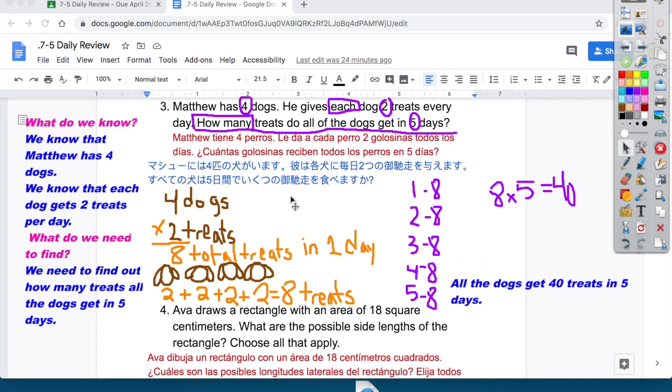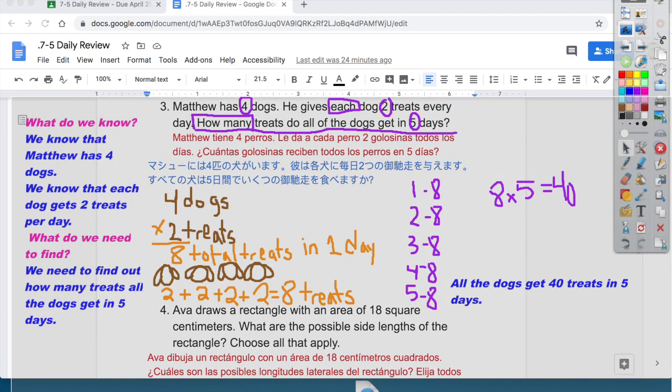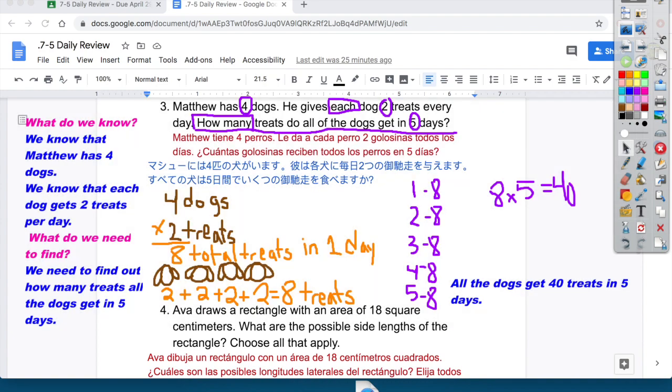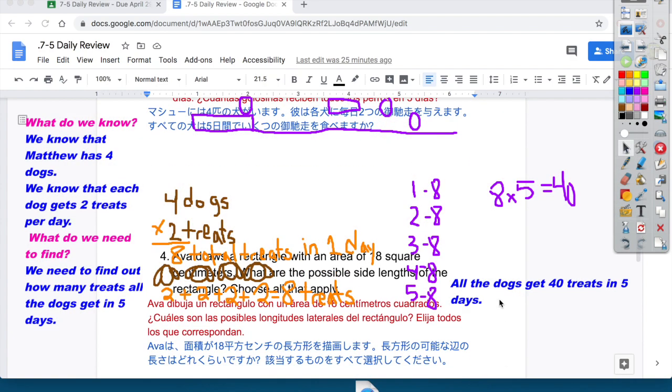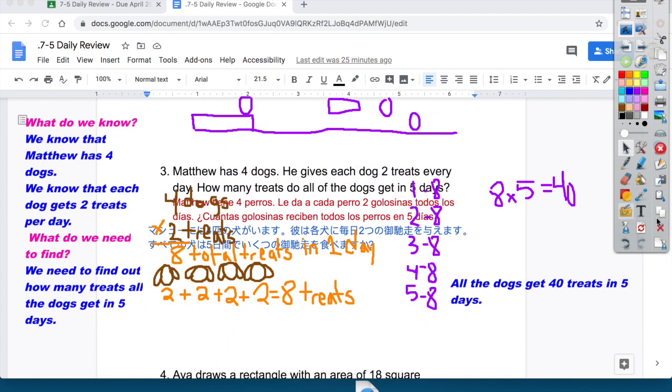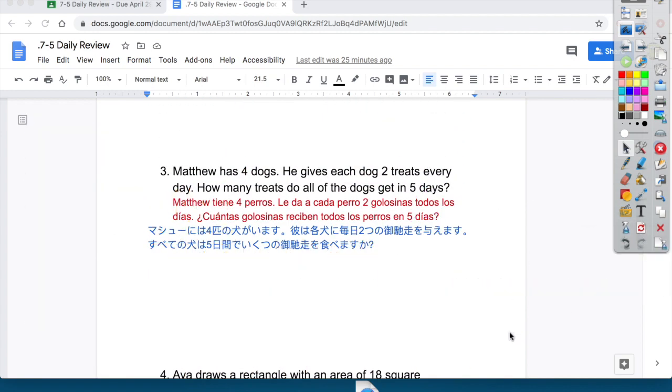Does that make a little bit more sense? I hope so. I'm going to screenshot this so that you guys can look at it later and go over it when you need to. Let me clear the page. Let's go on to the next question.